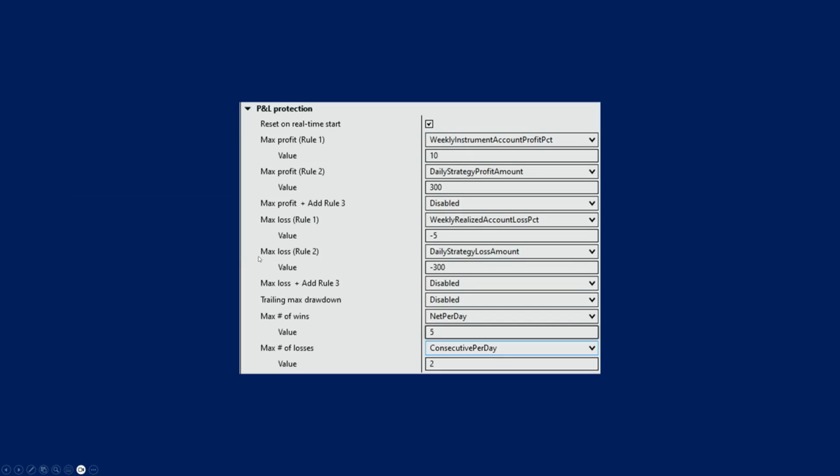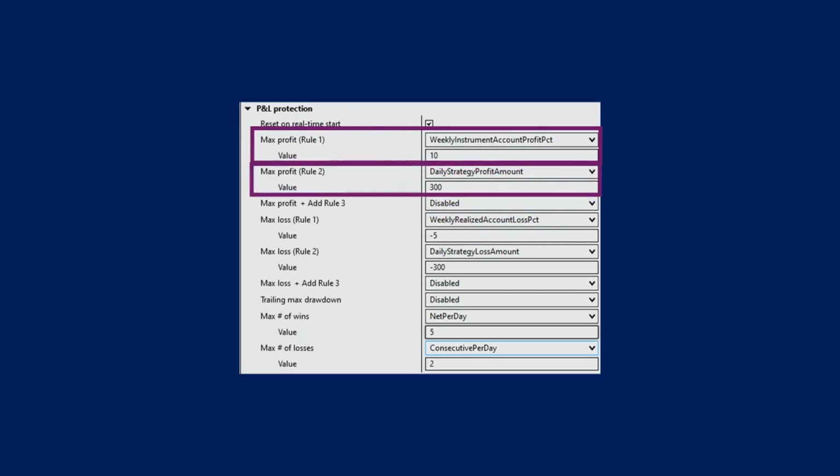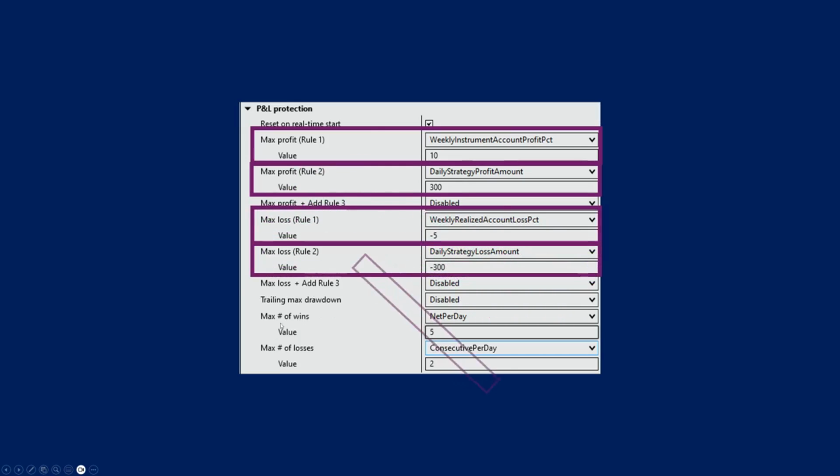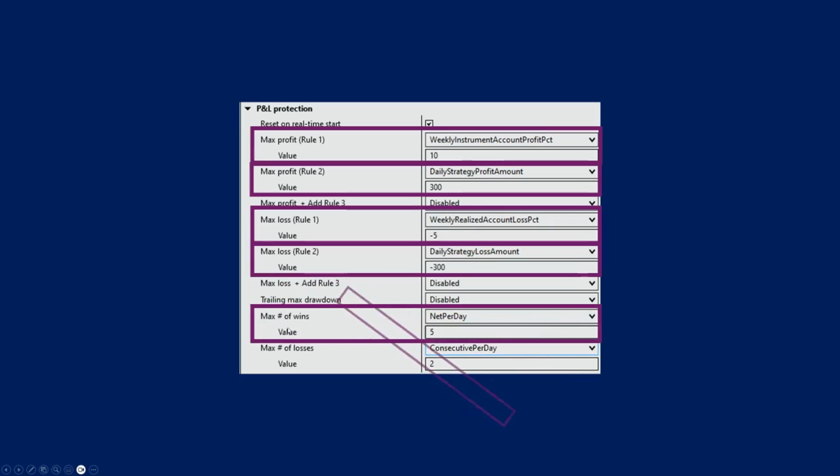And this is just an example of P&L protection setup. Our max profit rule 1 is weekly instrument account profit percentage of 10%. Then we go down, another profit one is daily profit amount of $300, stop trading. Okay, and then obviously there's max loss rules in there, weekly realized account loss percentage 5% there, and then daily, and then number of maximum wins and maximum losses per day, 2 consecutive.